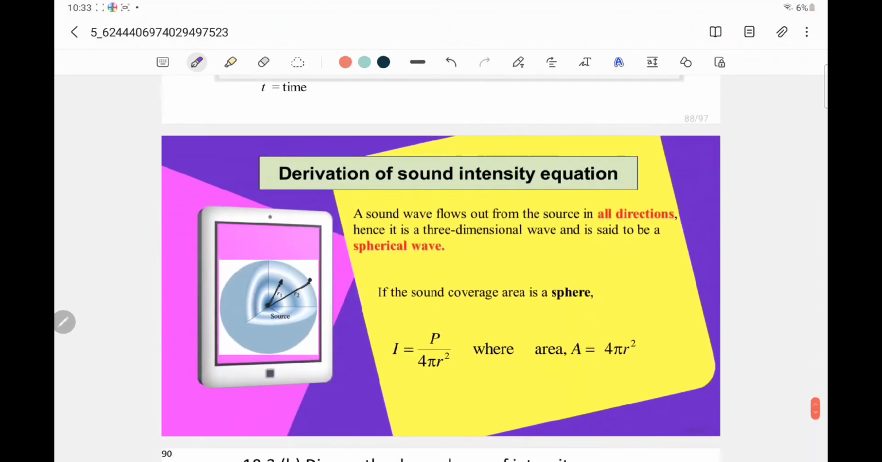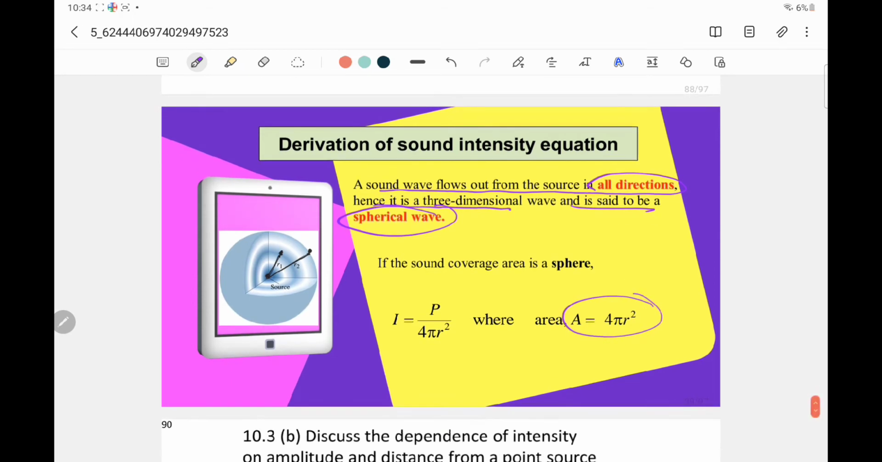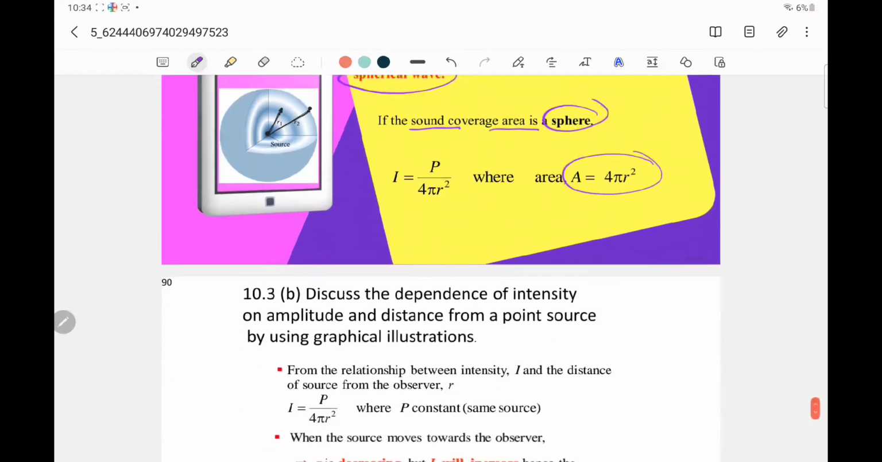So this is the derivation for the sound intensity equation. As the sound wave flows out from the source in all directions, it is a three-dimensional wave and is said to be a spherical wave. That's why our area is equal to 4πr², because the sound coverage area is a sphere.